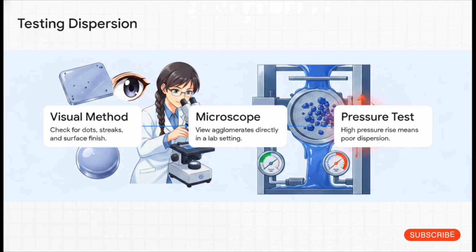Step 1 is just your basic visual check, eyeballing the product for dots, streaks, or a rough finish. Step 2 takes things into the lab with microscopic evaluation, where you can literally see if those pesky agglomerates are still clustered together. But Step 3 is the heavy hitter, the filter pressure test. This is the gold standard for the masterbatch industry. As your polymer flows through a filter, if the pressure suddenly spikes, it means unbroken agglomerates are clogging up the screen. Simply put, high pressure rise equals poor dispersion.